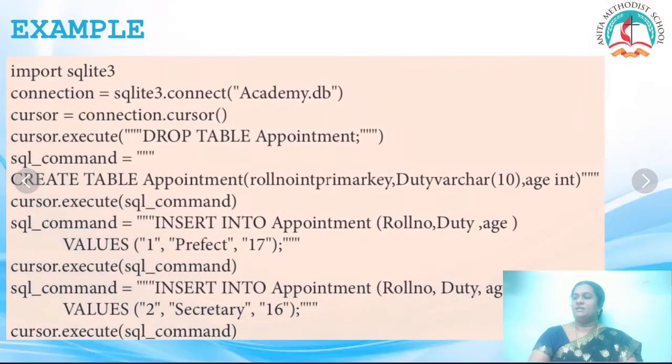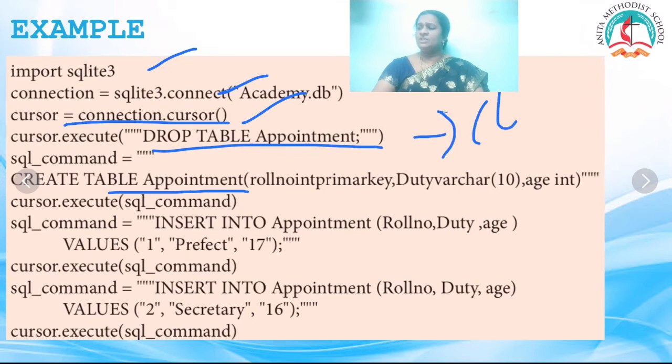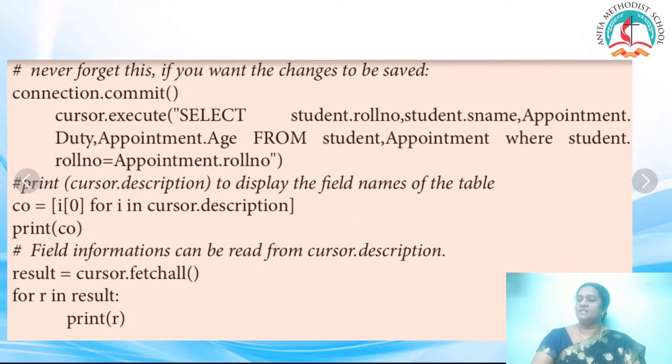Good. Okay. Now let's see an example here. It's a very small example. These three things remain the same. Okay. We are importing the module, connecting, and using the cursor method. Dropping the table and then you're creating a table called appointment. This drop table is more or less equal to clear, like we use CLS, right? It's more or less equal to CLS. And then they are using an insert command to add the data. So prefect and then the second one is secretary. So these are the two records they are inserting, and then they are also doing the commit.